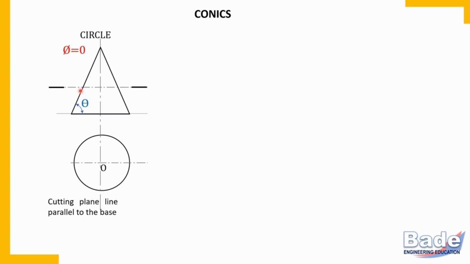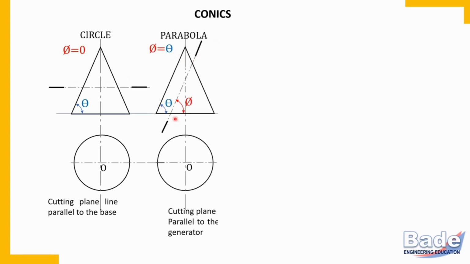When a cutting plane is parallel to the base of a cone, that is, the angle phi made by the cutting plane with the base is 0, then the section is a circle.